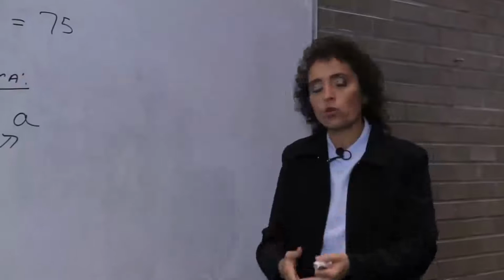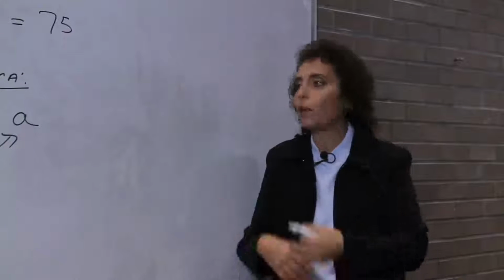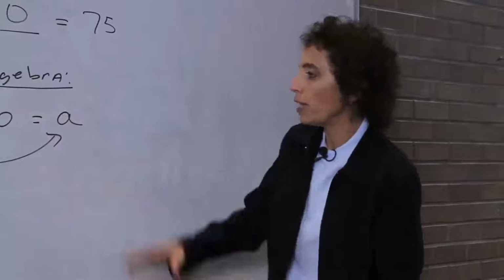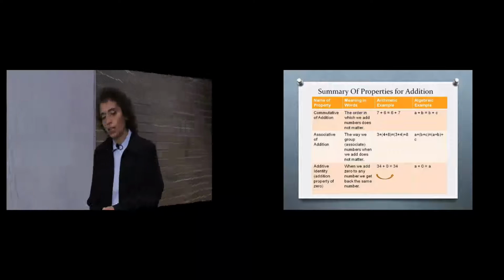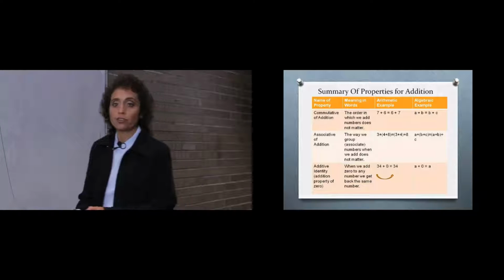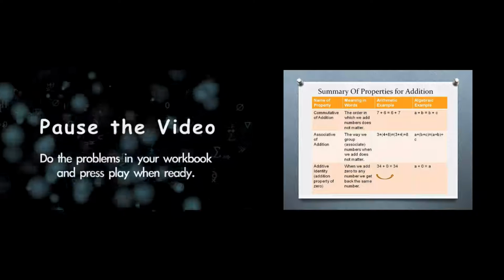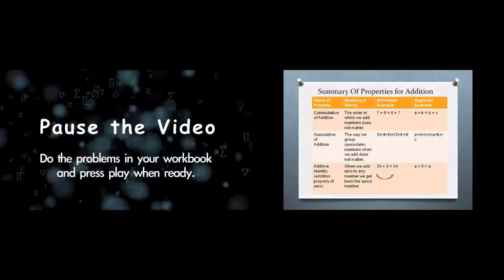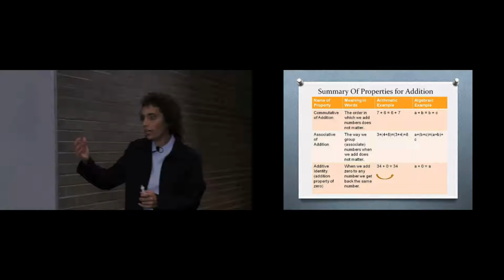And all of these things we just talked about, the commutative property, the associative property, the additive identity or 0 rule, that's all in your workbook. Take a second to do the next example in your workbook, and then we'll come back and look at those answers together. Okay, let's see how you did on those.